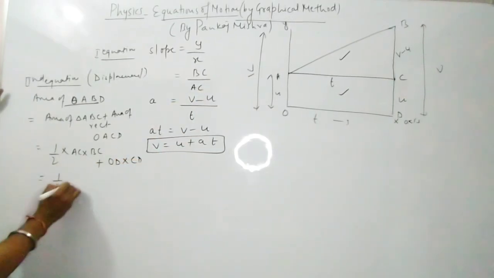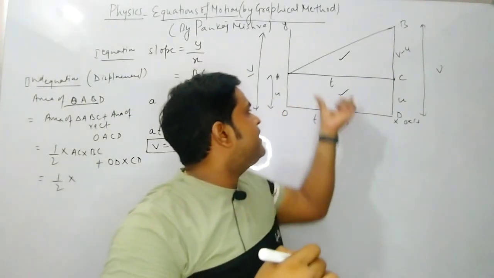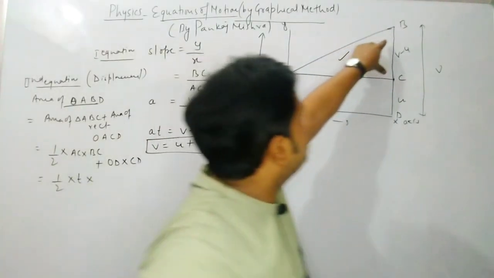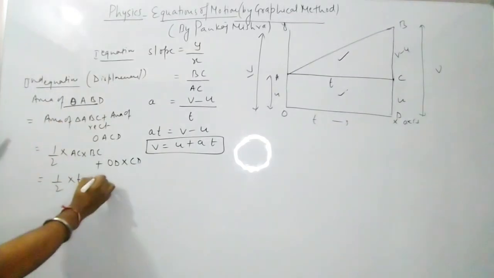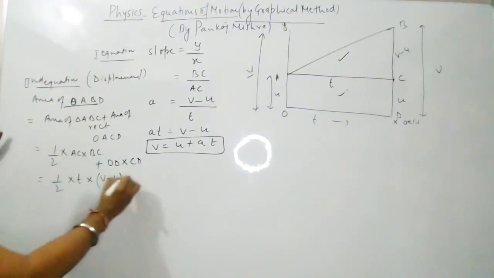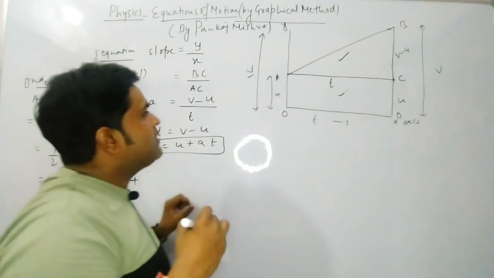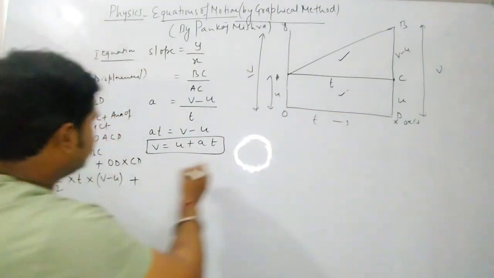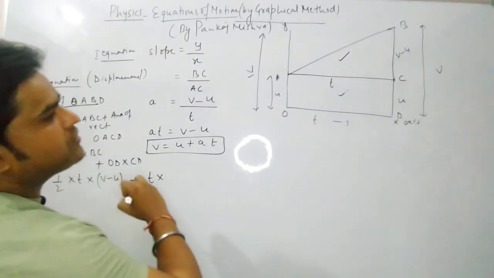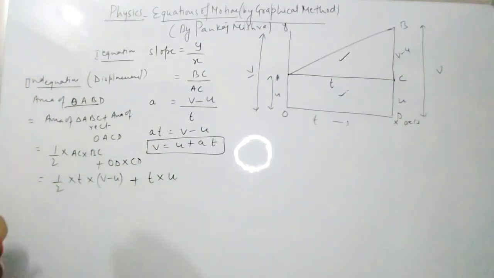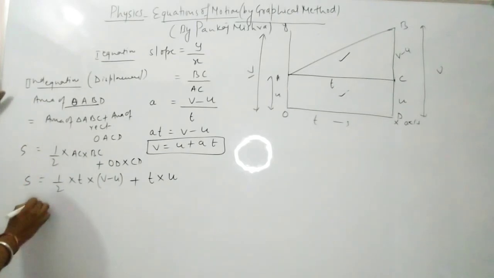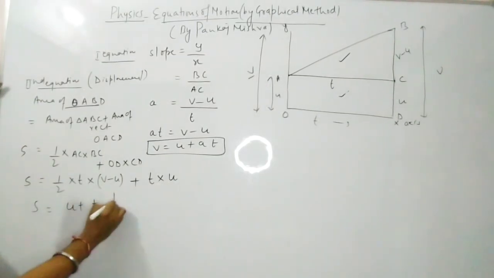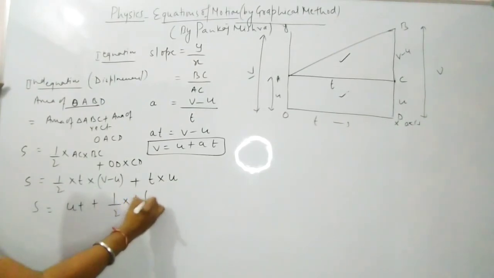Now just substitute the values. What is the value of AC? If this is T, this is also T, so we write T. Now BC is V minus U, so we write V minus U. Plus, the next value is OD. OD is T, and CD is this one. Now we were finding S. So this is UT plus half into T into V minus U.